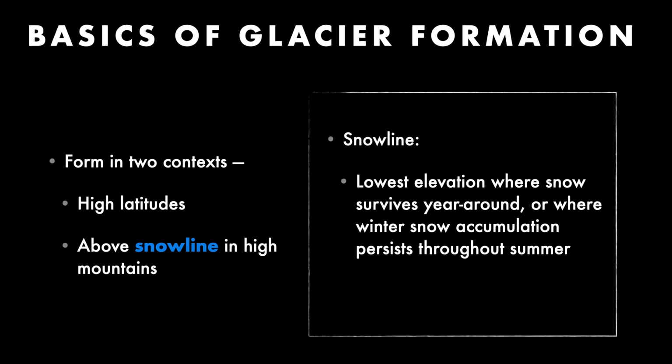Now, glaciers are going to form in basically 2 contexts. One would be high latitudes, as you can imagine, where you get very little solar insolation and you see very cold temperatures. And the second would be above snowline, and this would be in high mountains. So we're looking at either high latitudes or high elevations. Now, when we refer to snowline, we're really talking about the lowest elevation where snow survives year-round, which is to say, where the winter snow accumulation can persist or last throughout the summer without melting.